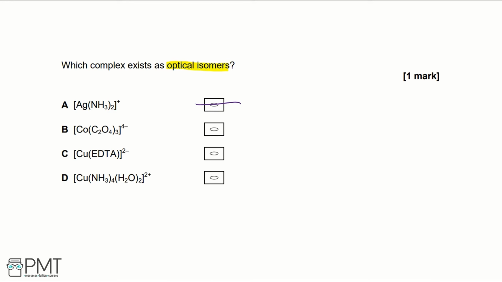But then we're looking for optical isomers, and if we take a closer look at D, well, you can either get a cis or a trans arrangement of D, and if you did the mirror image you would still get cis and trans. So let's draw this out.